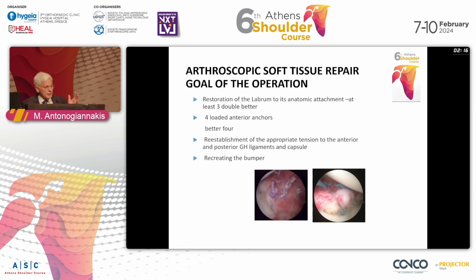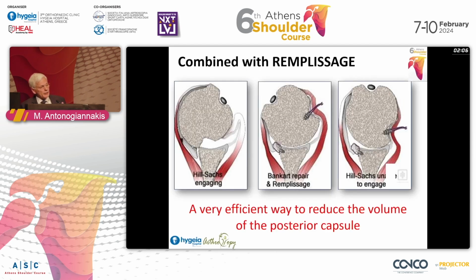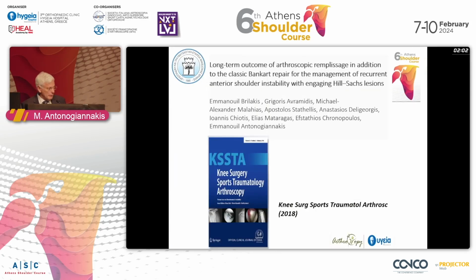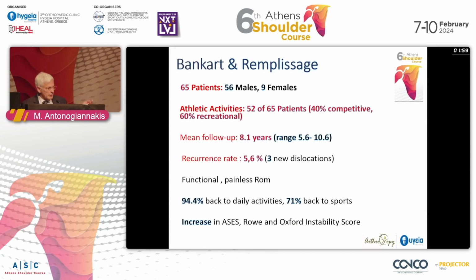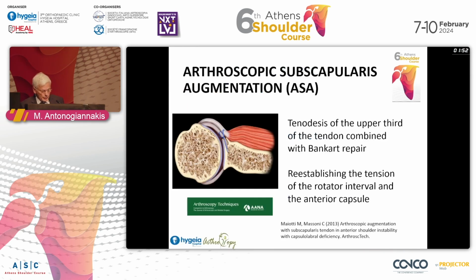And when we decide to do a soft tissue procedure, we have to do it in a modern way, a way that nowadays we think is a good way. And of course, now we can combine it with remplissage, and we published our results. We had a failure rate of 6% in 8 years. Or with ASA, this is something that we are doing now. We are repairing the Bankart, and we are combining it with ASA or ASA and remplissage.